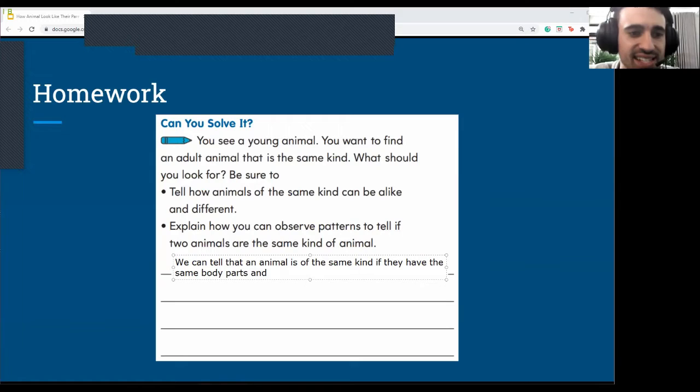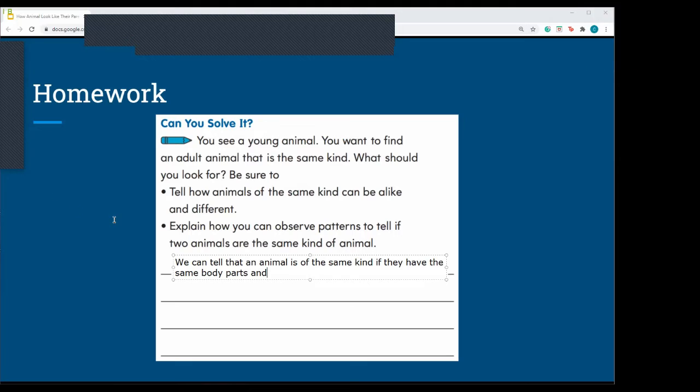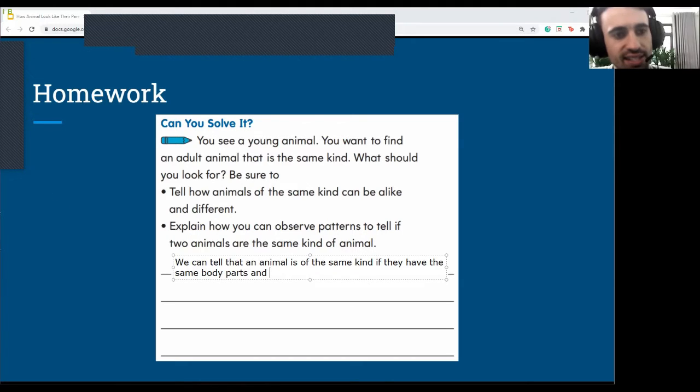And it starts with an S. I'll give you guys a hint. How should we finish our sentence? How about MKA? What should we write? Same body parts and what? It starts with an S. MKA, do you know? Please don't mute. We can tell the animals are the same kind if they have the same what? Body parts and same body parts.